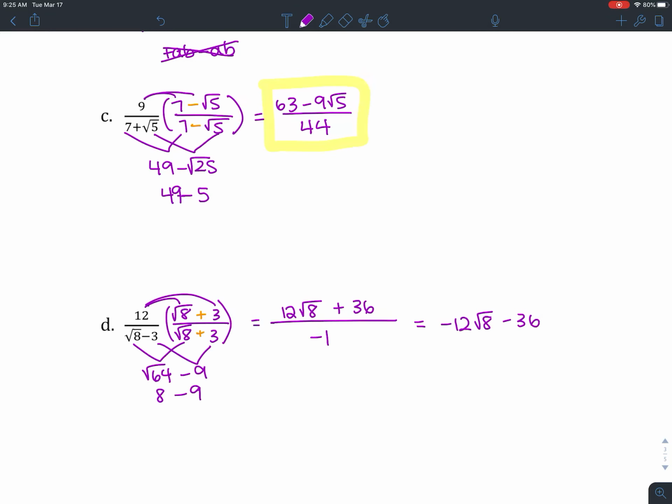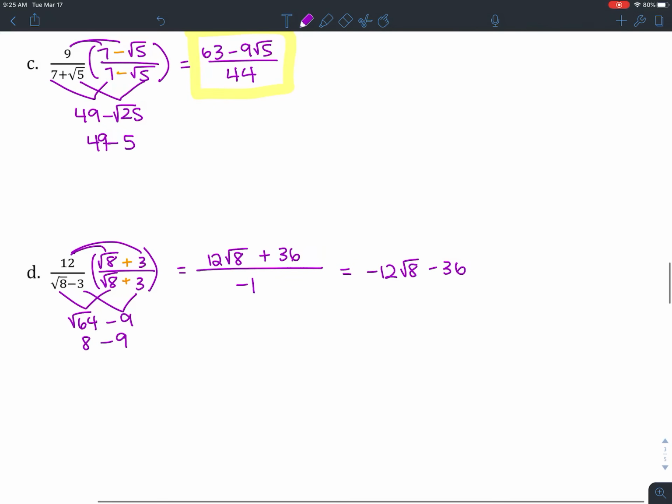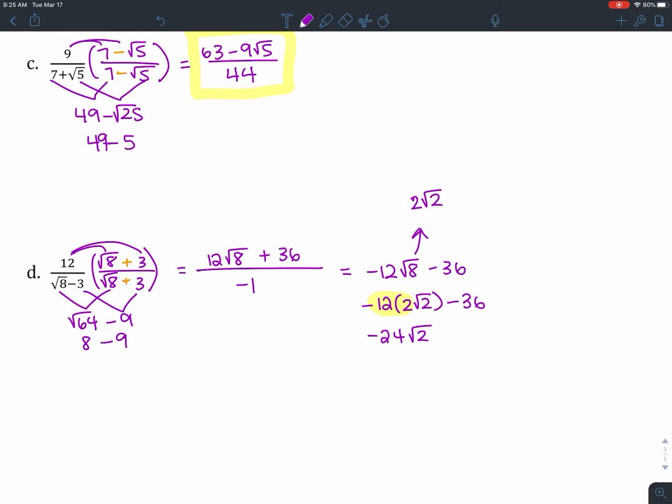Okay, technically that is a correct answer. However, we learned up earlier that root 8 is 2 square root 2. So negative 12 times 2 square root 2 minus 36, I can multiply the numbers on the outside to get negative 24 square root 2 minus 36. And that's going to be my final answer.